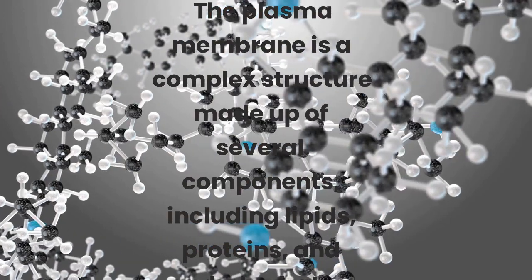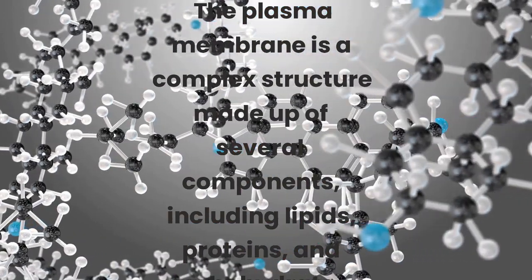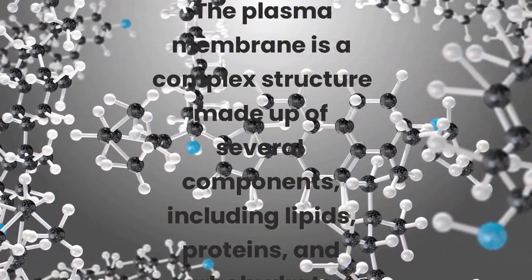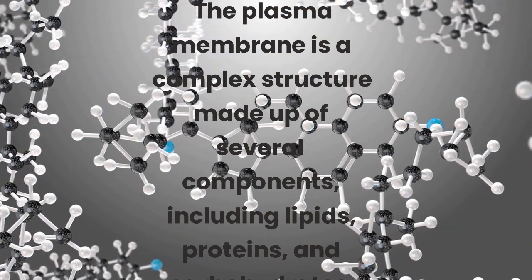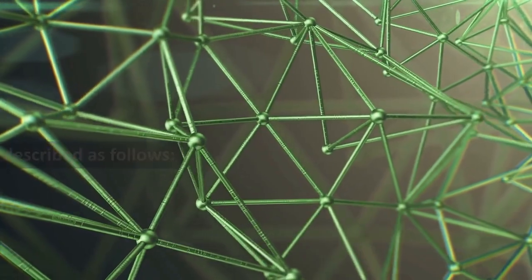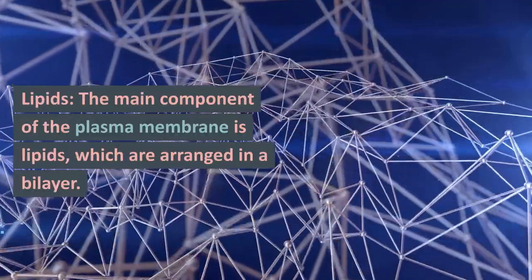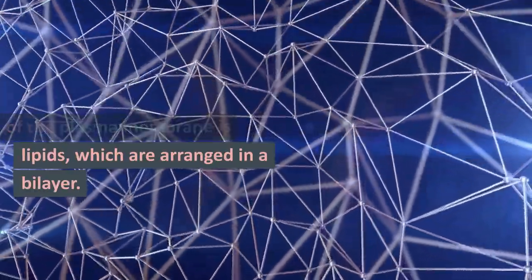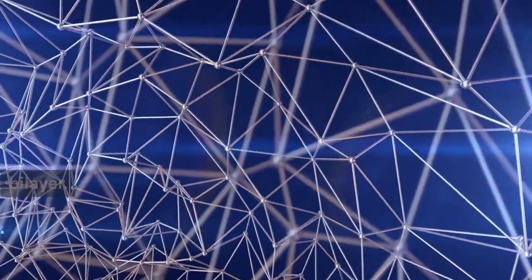The plasma membrane is a complex structure made up of several components, including lipids, proteins, and carbohydrates. Its detailed structure can be described as follows. Lipids. The main component of the plasma membrane is lipids, which are arranged in a bilayer.